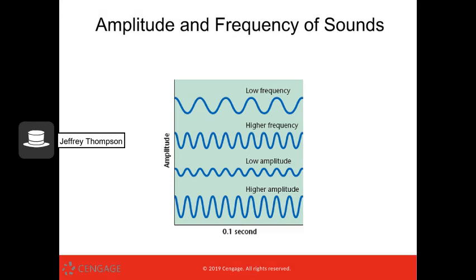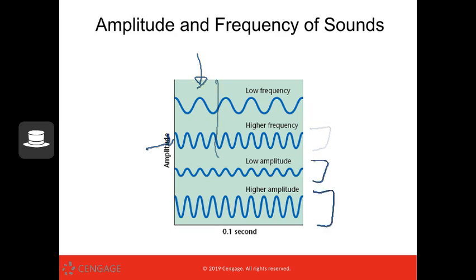Here we can see a comparison. Here we have a lower frequency, and we have a higher frequency here. If you look in this period, we have fewer waves in the lower frequency versus the higher frequency. Then we have low amplitude versus high amplitude, which is the peak of these waves. The higher amplitude has a higher peak, so it's higher intensity.